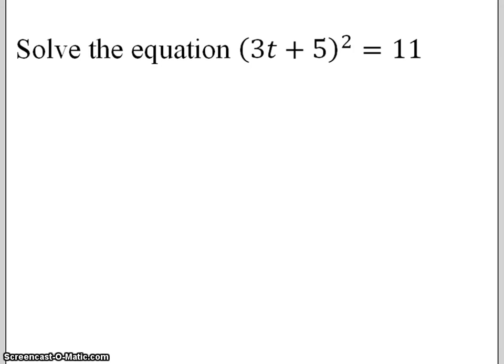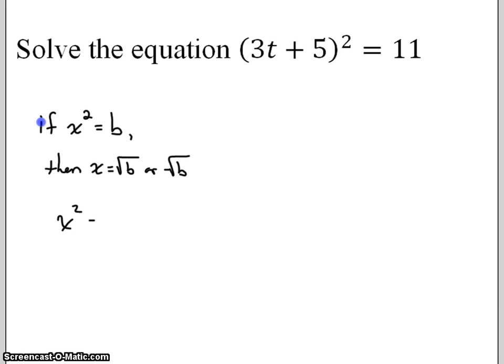Here in this equation, we have the quantity 3t plus 5 squared equals 11. Now, we're going to solve this by using the square root property. Basically, the square root property states that if x squared equals b, then x equals the square root of b or the negative square root of b.